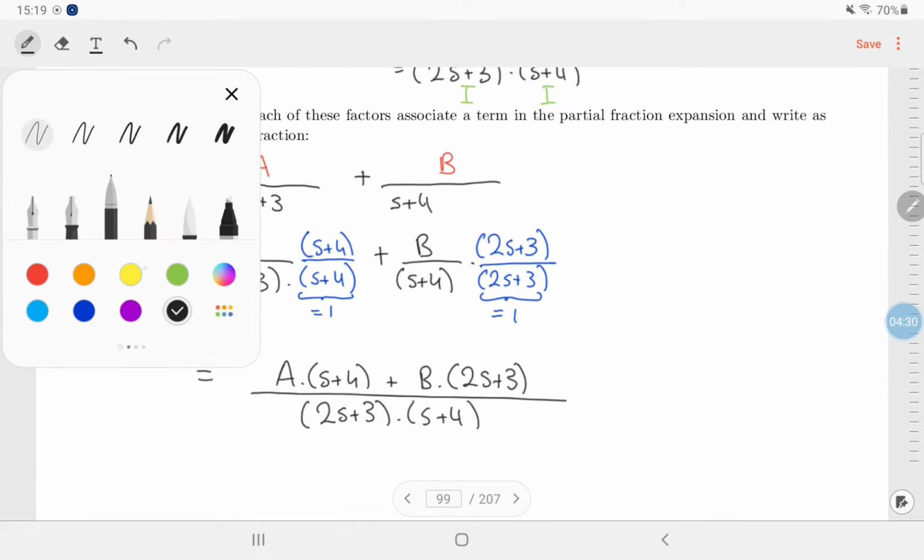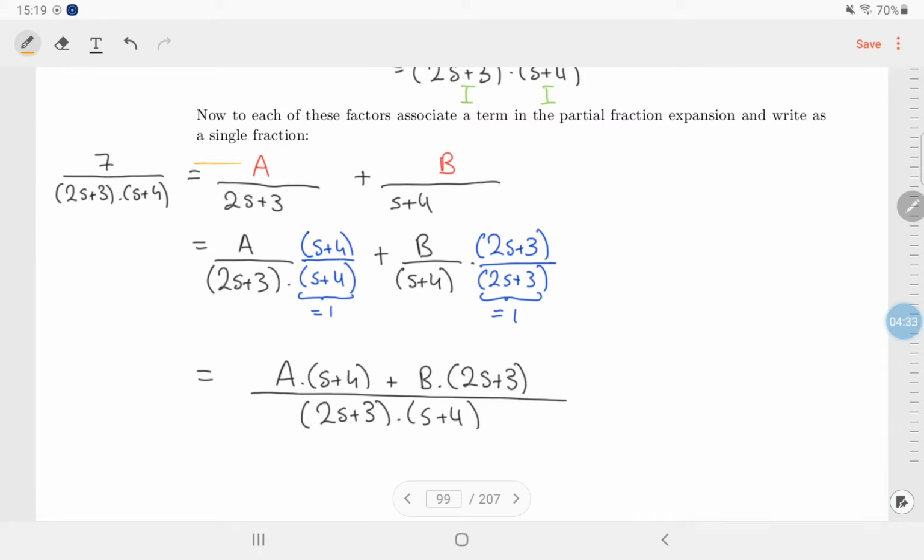Now, we want the 7 over 2s plus 3 times s plus 4 to equal the a over 2s plus 3 plus b over s plus 4. And we've shown that that a and b thing is equal to the thing on the bottom. So now what we're saying is we want these two things to be equal. So I want them to be equal.